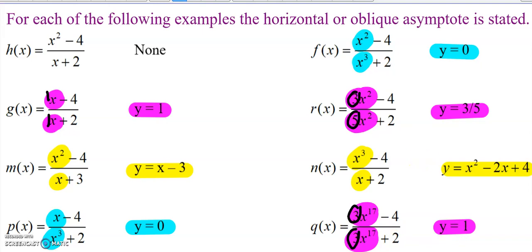And last but not least, the one we haven't labeled yet actually falls under the same category as these oblique asymptotes, where the degree in the numerator is higher. So it's possible that it could be none, or it's possible that it could actually have an oblique asymptote.